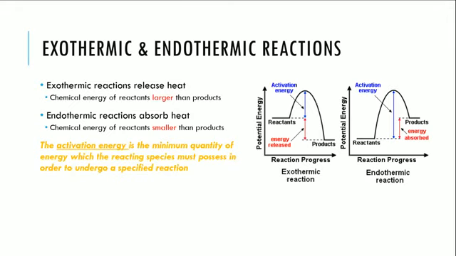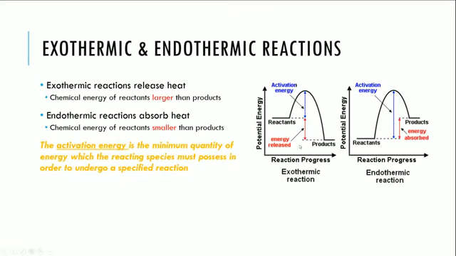Exothermic reactions are reactions that release heat. So that means the chemical energy of the reactants will actually be larger than the product. So overall, there's a decrease in energy because it's lost through heat. An endothermic reaction absorbs heat on the other hand, so you'll find that the chemical energy of reactants is smaller than the product. So overall, it has gained energy.